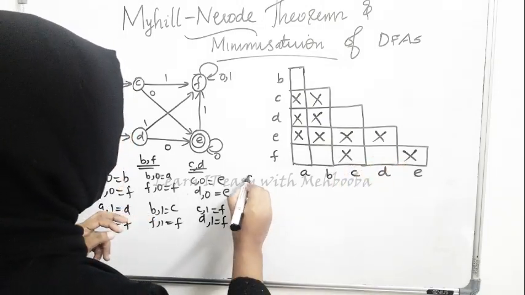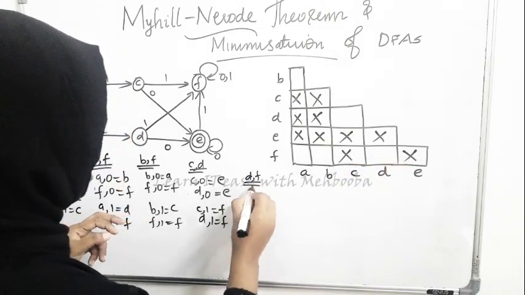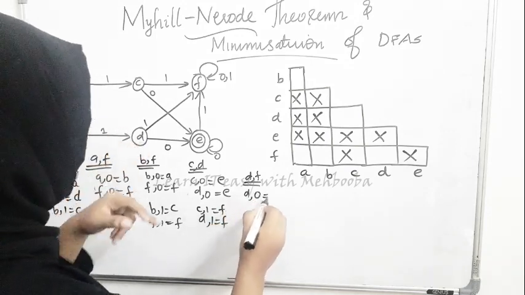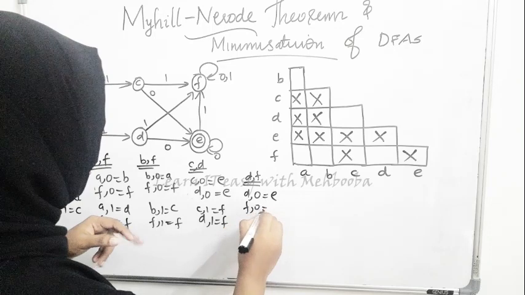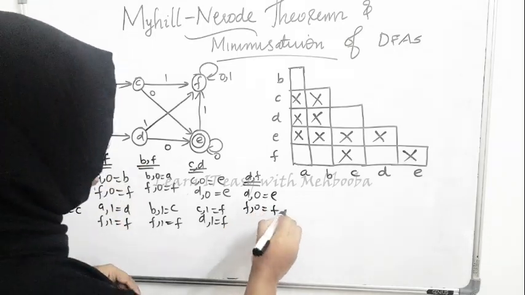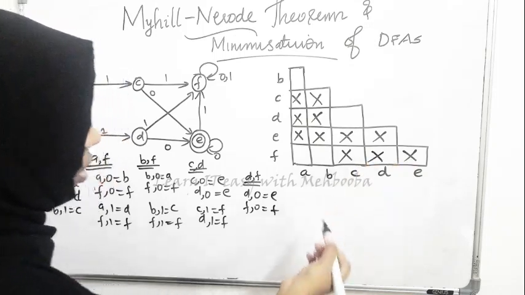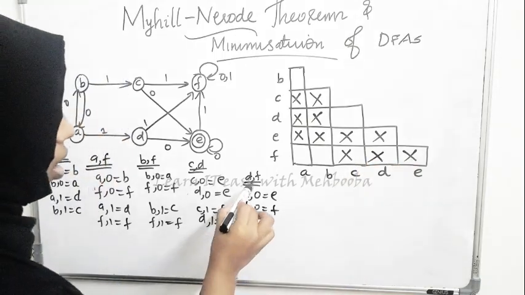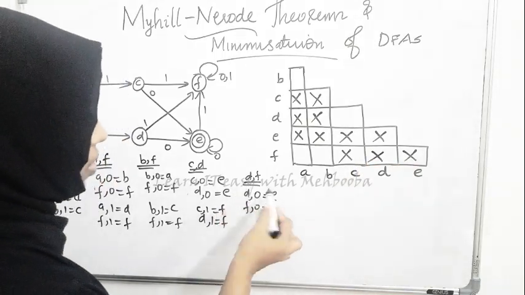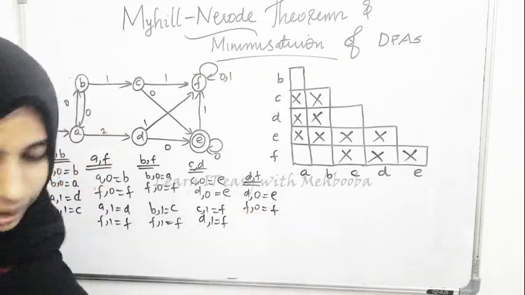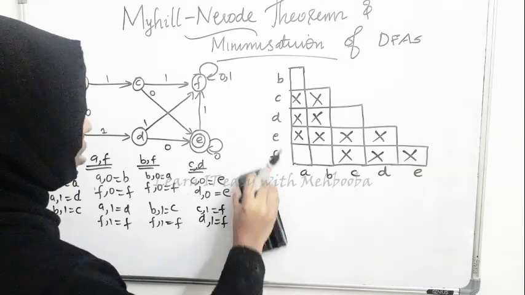Now DF is the only state that needs to be checked. DF: D comma 0 goes to E and F comma 0 goes to itself. So EF has already been marked. So you can mark DF because they are not going to be equivalent, because D comma 0 goes to a final state and F comma 0 doesn't go to a final state. So they can never be equivalent. So one iteration is over.